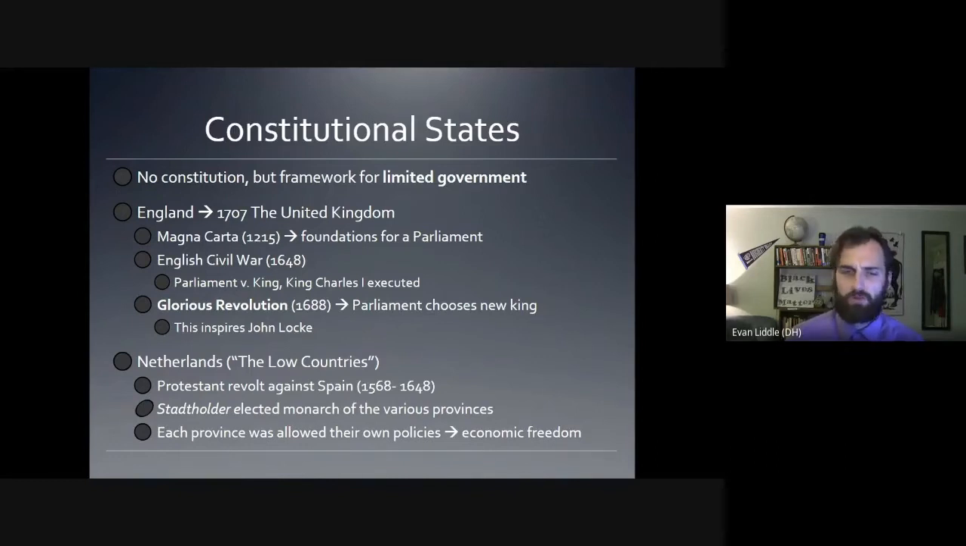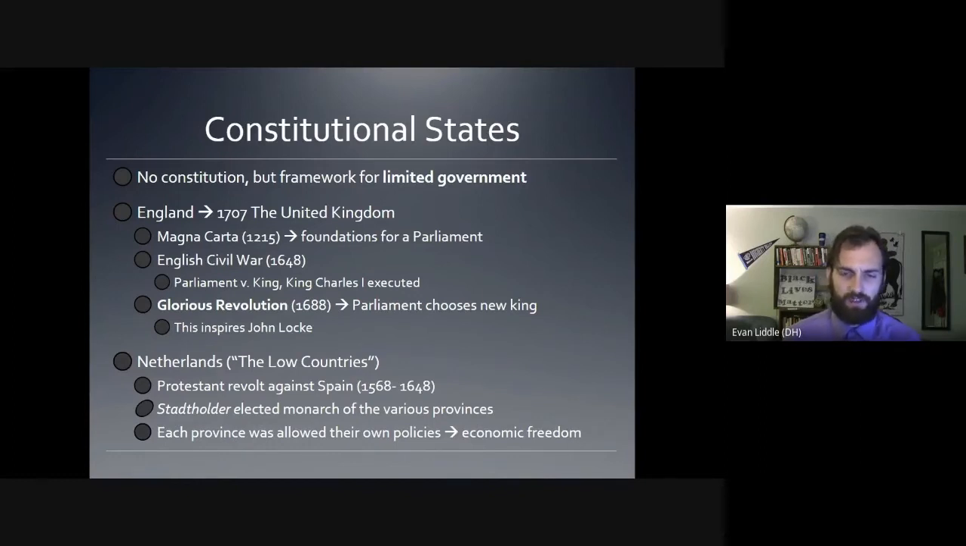If you're English or you've been to England, you know that the king and the queen are still very important to the English people, but the king themselves did not have as much power as their predecessors had by this time. And so this is a kind of limited government, which is also sort of an Enlightenment idea. And in fact, the English situation inspired John Locke to come up with his Two Treatises on Government, where he said people have natural rights: life, liberty, and property.